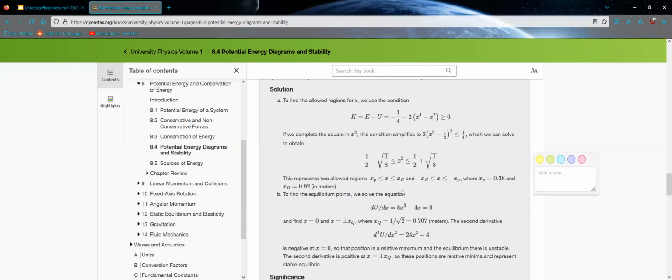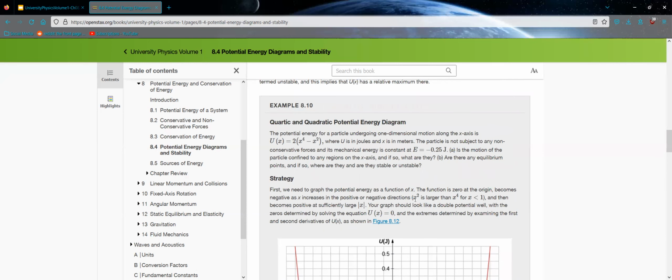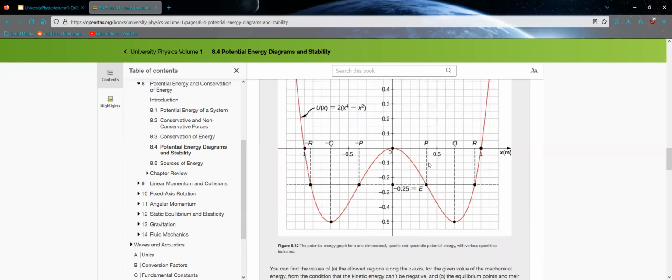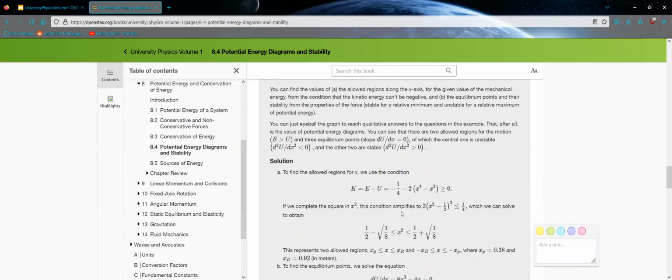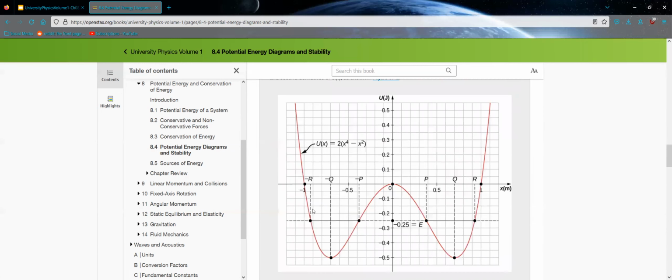This represents the two allowed regions where you have, as set up here, a motion confined to the x-axis. So it is right here and right here, right? From 3.8 to 9.2, oh, that's what it was. This guy's the R and the P and the R. So there we go. The P and the R show you where you get that positive, real kinetic energy.